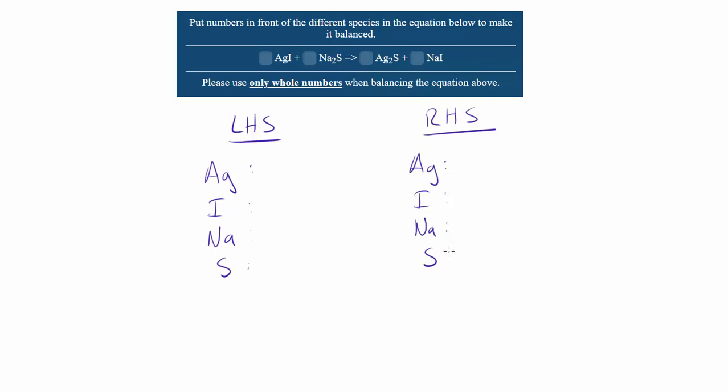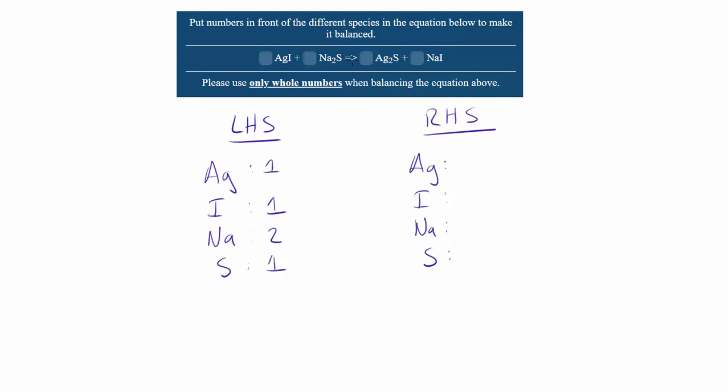Within the context of this, let's work out silver. We've got 1. It occurs once, only in this initial species AgI on the reactant side, so it's going to be 1. Iodine, or in this case iodide, but it's the occurrence of I anyway, so that's going to be a 1. Sodium: here we've got Na₂, so that's going to be 2, and sulfur we've just got 1, right?